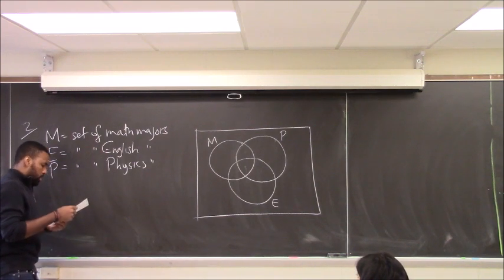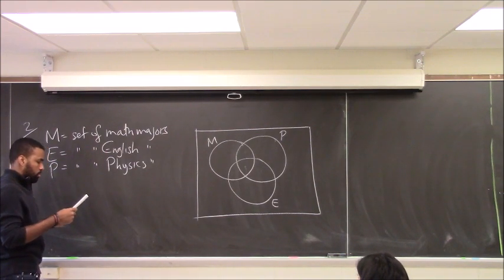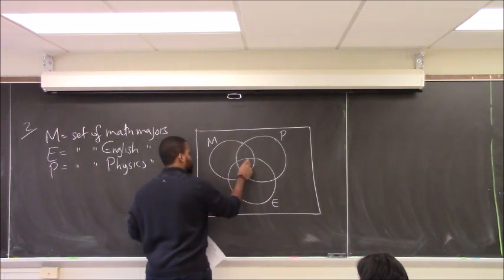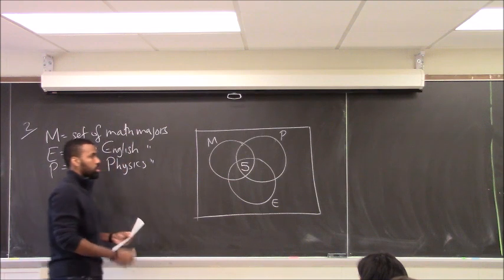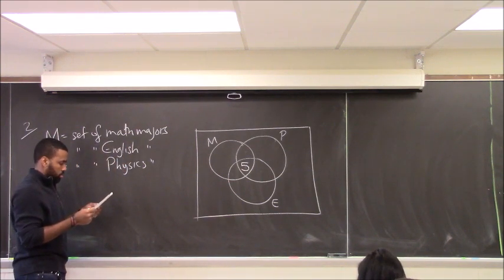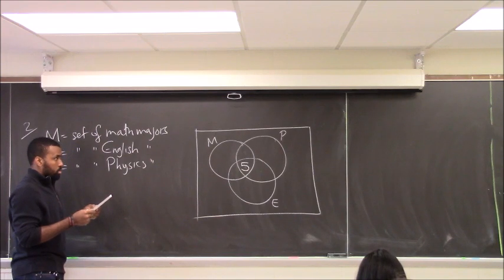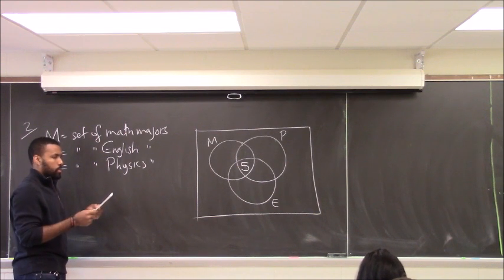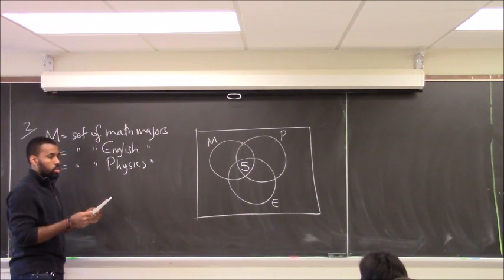Okay, so what did we fill in first? 5, right? Because we know all 3. You want to try to fill in the places with the most overlap first. What else can we fill in? Well, yeah, but there's something else you should fill in first. What's the next thing that you fill in?